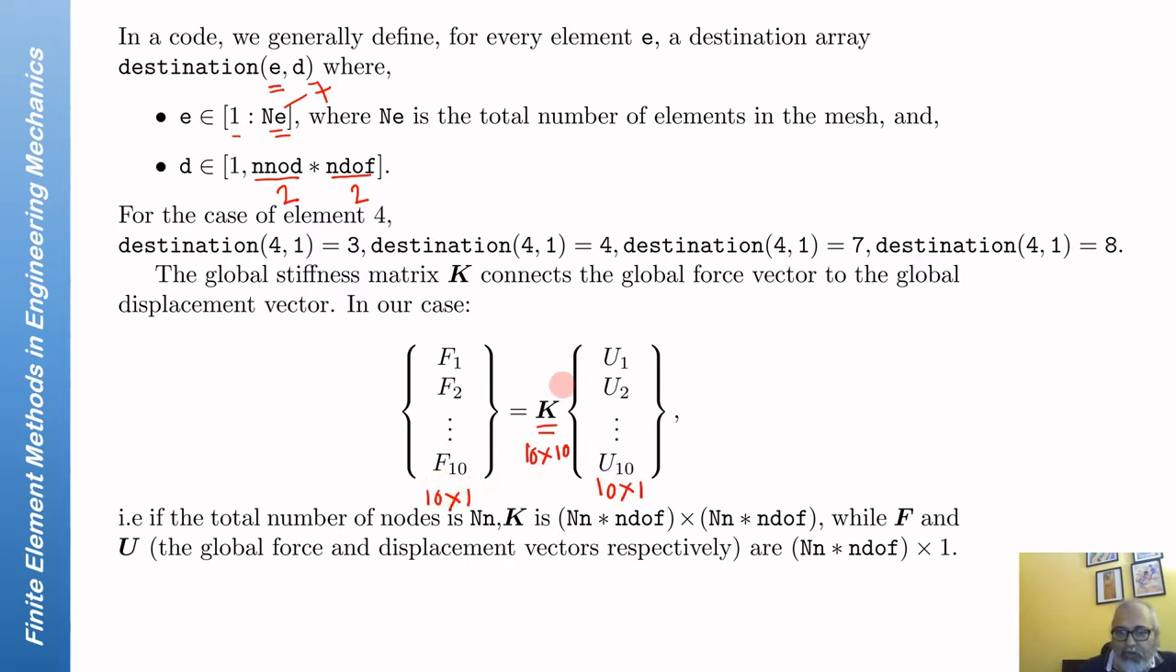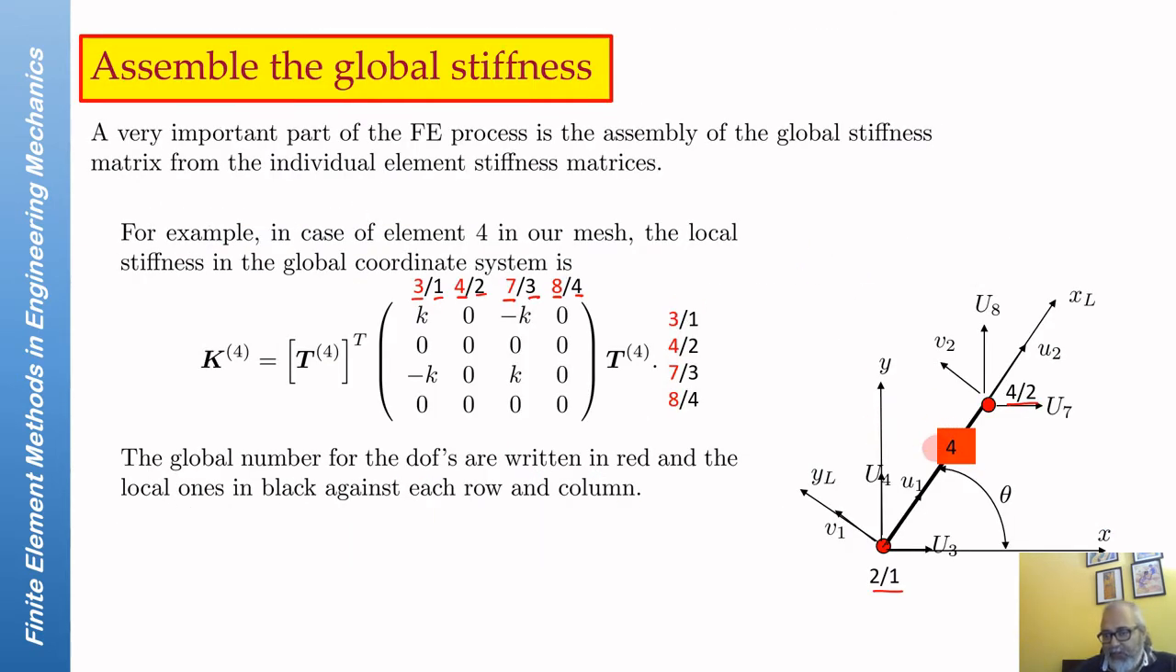So we are now going to form this 10 cross 10 matrix, and to do that we will have to create this destination array. So the destination for 4 1, for example, means the destination of element number 4, local degree of freedom 1. So destination of 4 1 is 3. So go back, destination of element number 4, local degree of freedom number 1 is global degree of freedom 3.